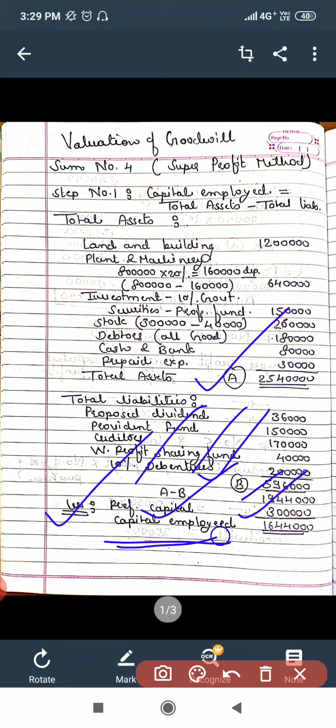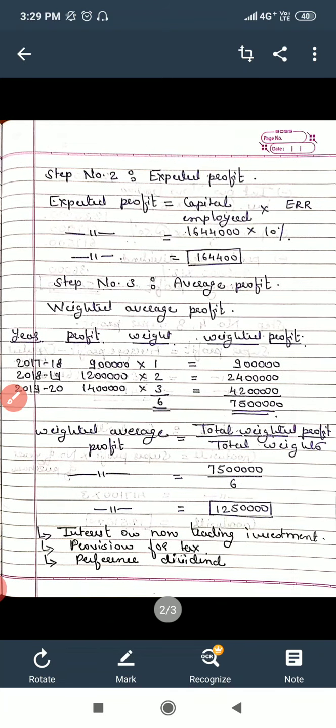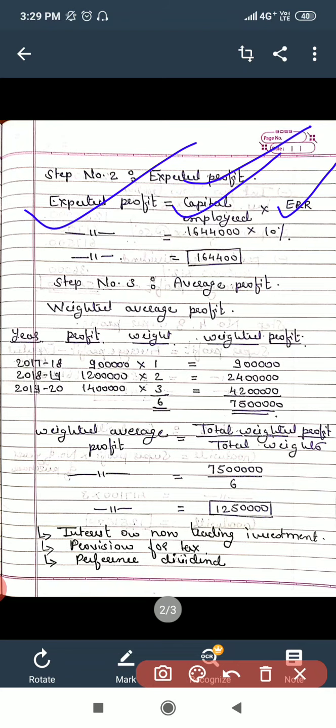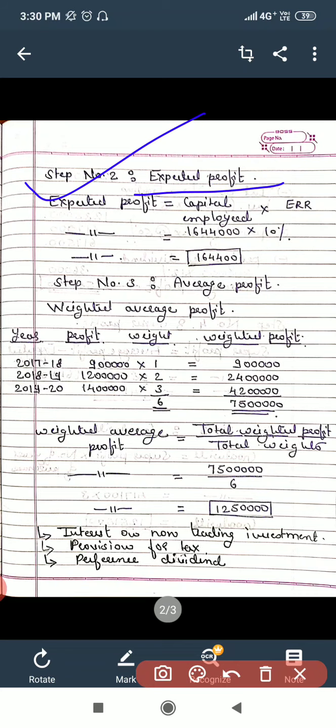So, finally, now we are there with us capital employed of rupees 16 lakhs 44,000. Okay, now step number 2. What is our step number 2? Expected profit. How will you calculate? Expected profit is equal to capital employed into expected rate of return. So capital employed we have found out rupees 16,44,000 into expected rate of return is given in your sum at instruction number 6. It is 10%. So if we multiply this, you will get the expected profit of rupees 1,64,400. Okay, that is how we are done with our step number 2, that is expected profit.